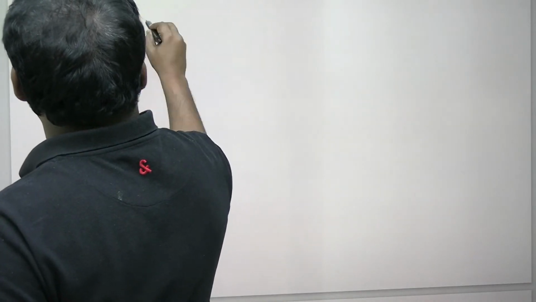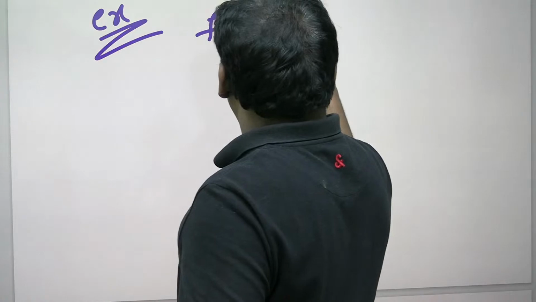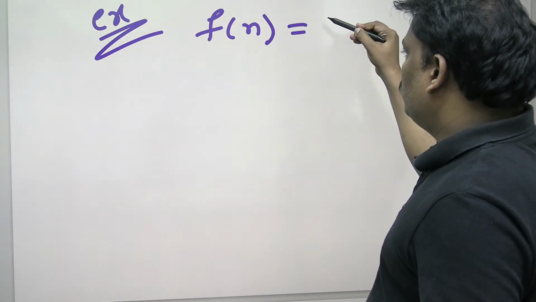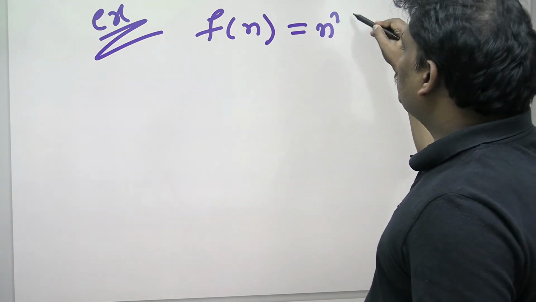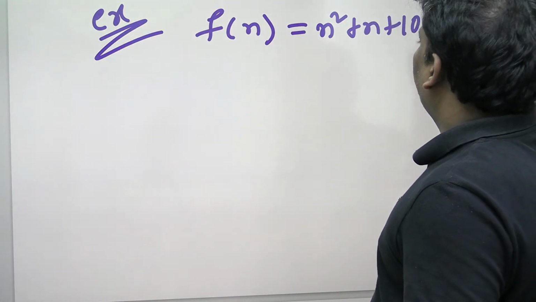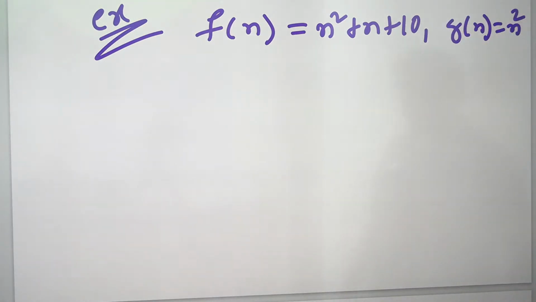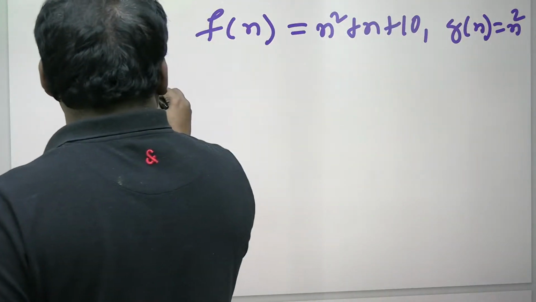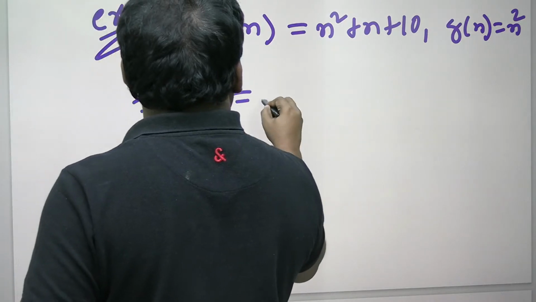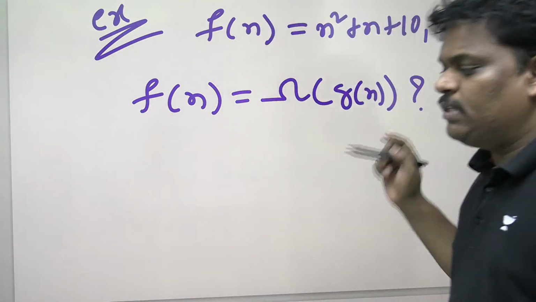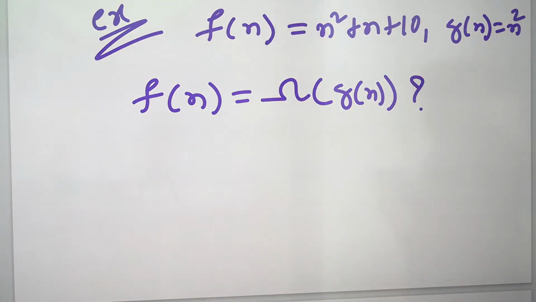One more example. See carefully, f of n is equal to n square plus n plus 10. g of n is equal to n square. Now see this one. I want to prove f of n is omega of g of n. How to prove it? If anyone knows, can you try this?